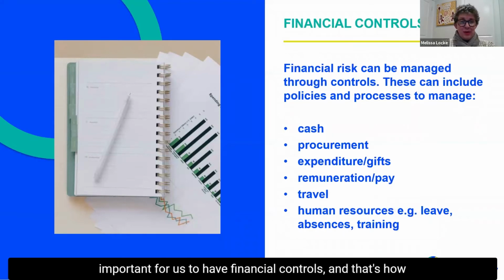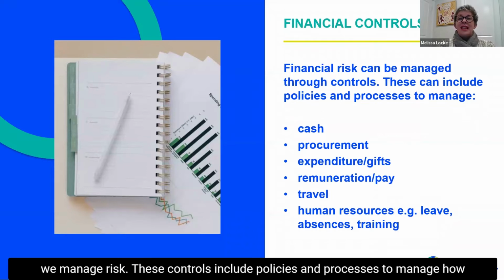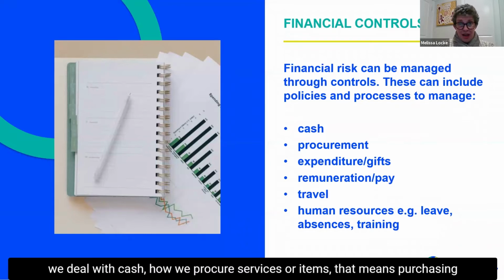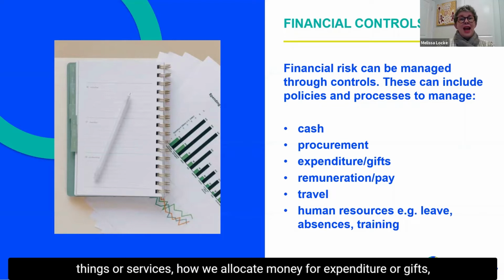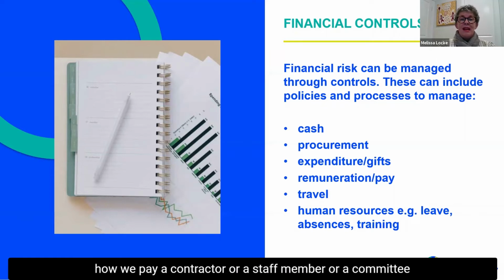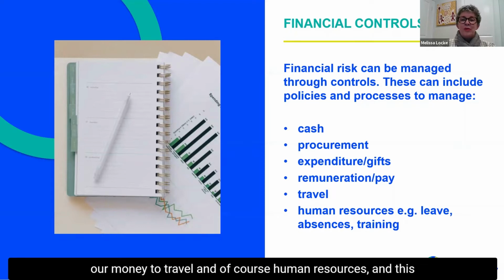That means it's really important for us to have financial controls, and that's how we manage risk. These controls include policies and processes to manage how we deal with cash, how we procure services or items. That means purchasing things or services, how we allocate money for expenditure or gifts, how we pay a contractor or a staff member or a committee member or working party member, how we may travel and use our money to travel, and of course, human resources.